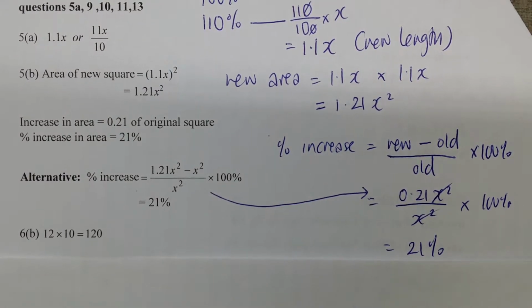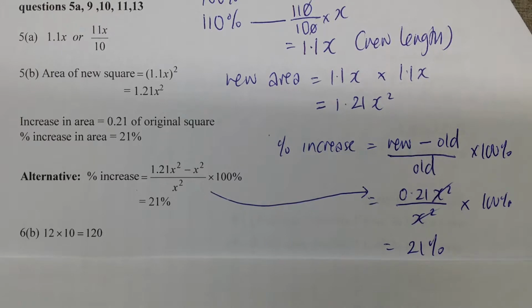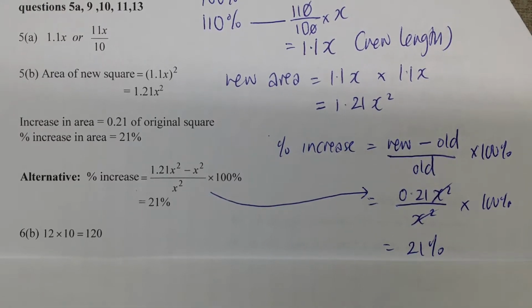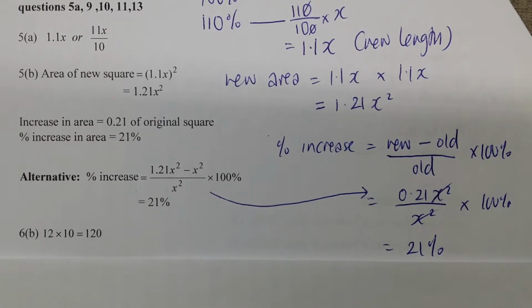The diagram shows a rhombus ABCD. The perimeter of the rhombus is 48 cm. AE is perpendicular to DC. AE is 10 cm. Find the length of each side of the rhombus. Let me see. Perimeter is 48, so just divide by 4.